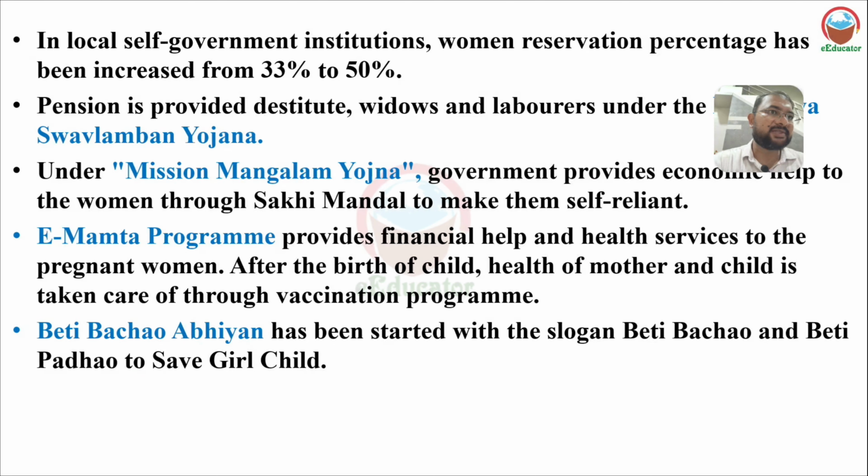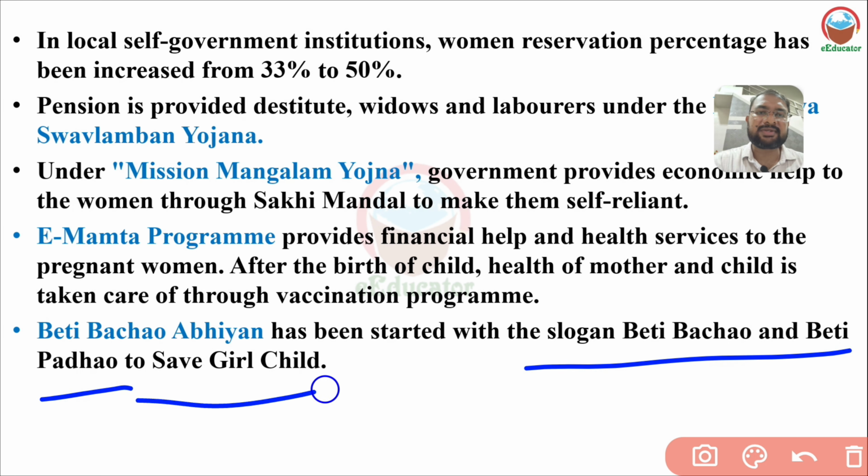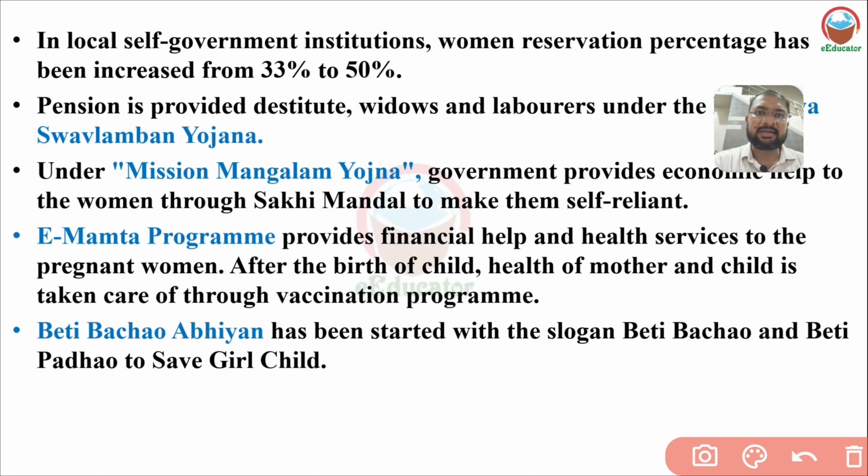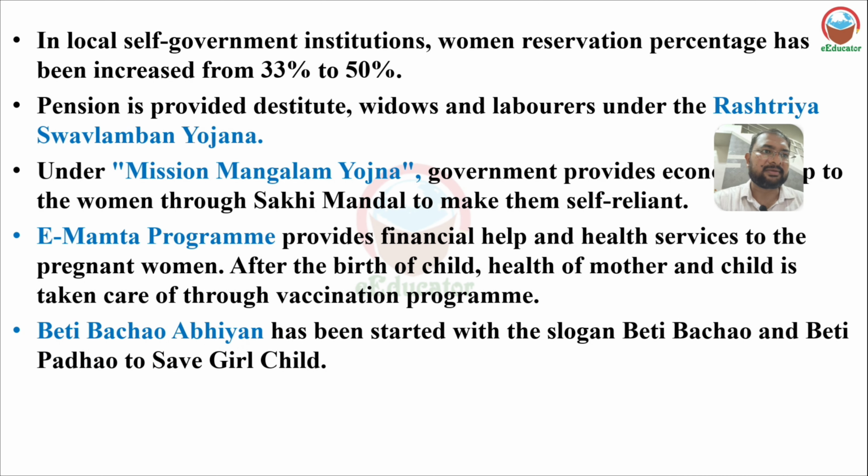The Beti Bachao Abhiyan has been started by the Gujarat government. It started with the slogan Beti Bachao and Beti Padhao to save the girl child. To save the girl child, the Beti Bachao Abhiyan has been started.